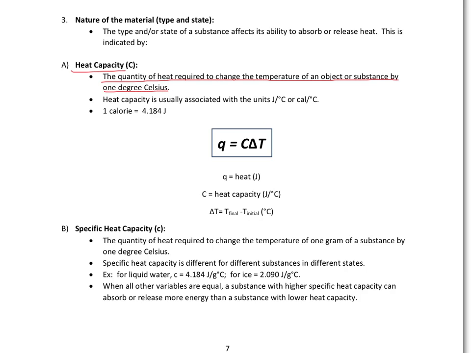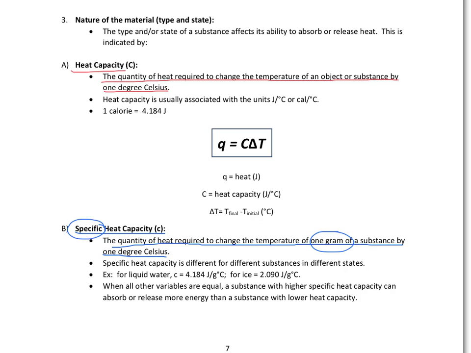Heat capacity is the quantity of heat required to change the temperature of an object by 1 degree Celsius. The specific heat capacity is the quantity of heat required to change the temperature of 1 gram of a substance by 1 degree Celsius. Notice that these two definitions are very similar. The difference between heat capacity and specific heat capacity is that specific heat capacity is specific to 1 gram of a substance. That's the only difference between these two definitions.